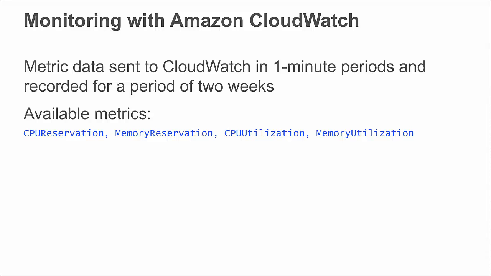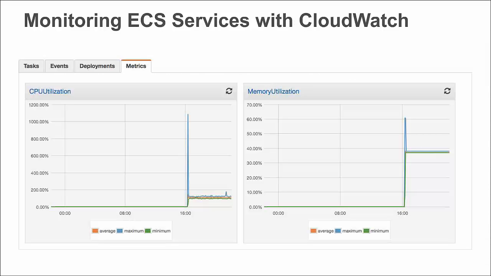Well, if this task is performing CPU-intensive work during a period and using all 2,048 of the available CPU units and 512 megabytes of memory, then the service will report 400% of CPU utilization and 50% of memory utilization. All 4 metrics are sent to CloudWatch every minute, and they're kept for 2 weeks so that you can access historical information and gain a better perspective on how your services are performing. And of course, you can see these metrics both on the ECS console and the Amazon CloudWatch console.